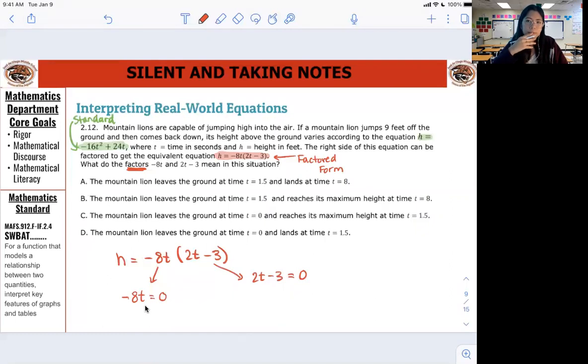You have to divide. Divide by negative 8. Why am I dividing rather than adding? Because negative 8 and t are bound together by multiplication, and the opposite of multiplication is division. That was a beautiful way of saying it, Jara. I love that. They're bound together by multiplication. That's exactly right. So when I divide by negative 8, what is 0 divided by negative 8? 0. So here I get t equals 0.